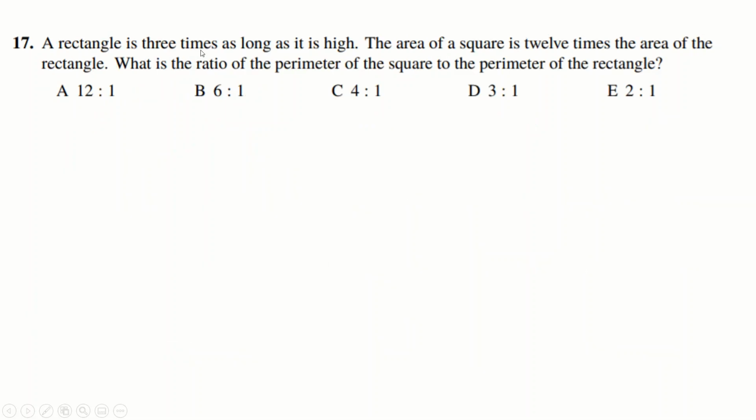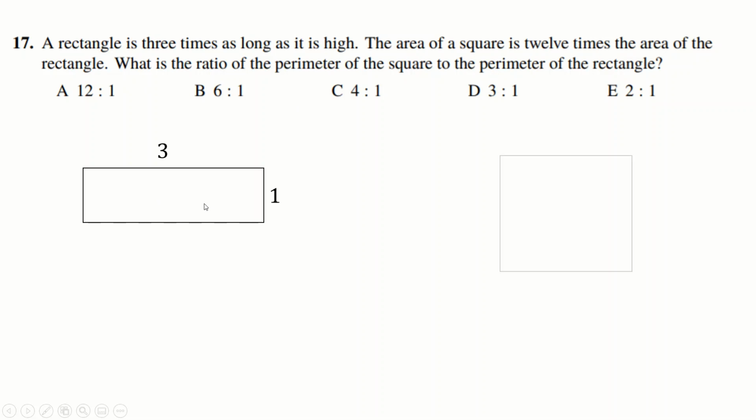Number 17, a rectangle is 3 times as long as it is high. So here we're going to do a classic Mr. Drew strat, which is, okay, they haven't told me exactly what this rectangle is. I'm going to make it up. Here's a rectangle that's 3 times as long as it is high. Good, okay. The area of a square is 12 times the other rectangle.